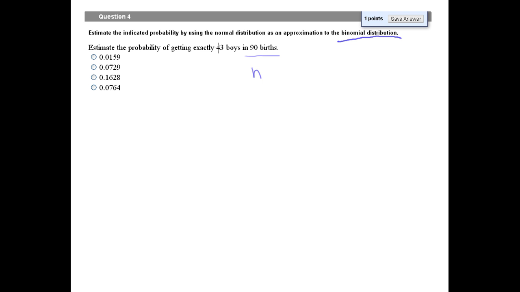And since we're talking about boys and girls, and he didn't say anything about boys and girls, that means p is equal to 0.5, and also q is equal to 0.5. So the probability of a boy is equal to the probability of a girl. Now what's the question? He wants the probability of getting exactly 43 boys. So suppose boys now is my success. I want x to be exactly 43. So he wants the probability that x equals 43.